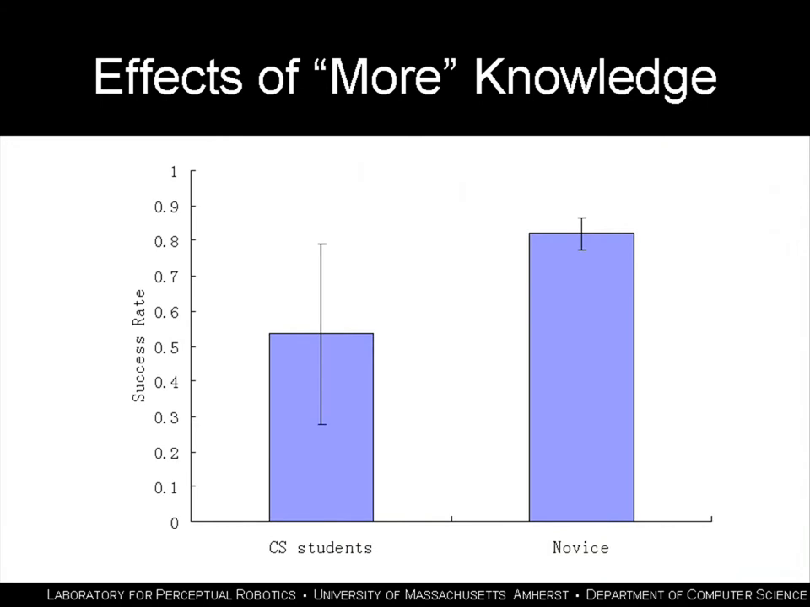Even more surprisingly, for this stage, novice subjects have more successful rounds of interaction than supposedly more knowledgeable computer science students. Since this is such a simple scenario, overanalyzing tends to cause more confusion than if the user simply acted on instinct.